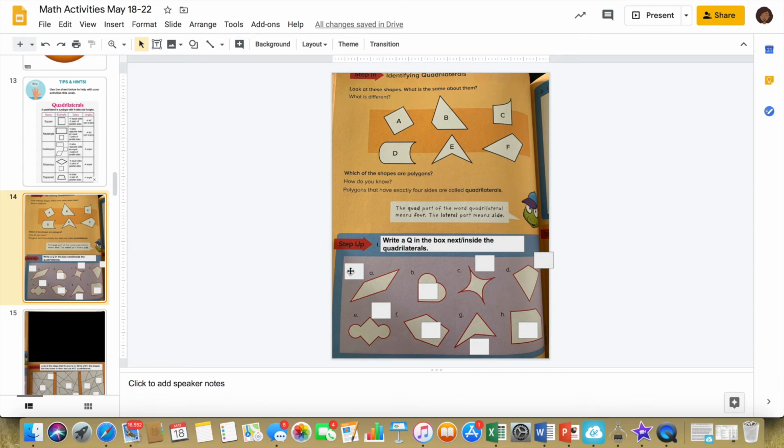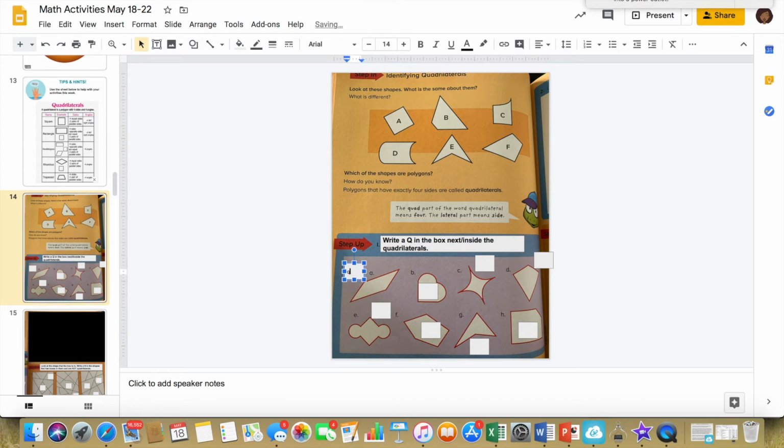So for example, this number 1, let's count the sides. 1, 2, 3, 4. So right here, I could write Q. Right here, I don't really even know how many sides there are because you see there's a round part right there. There's another round part right there. It looks like maybe there's 1, 2 sides, but we need 4 for a quadrilateral, so that one won't work. And you're just going to do that for each one.